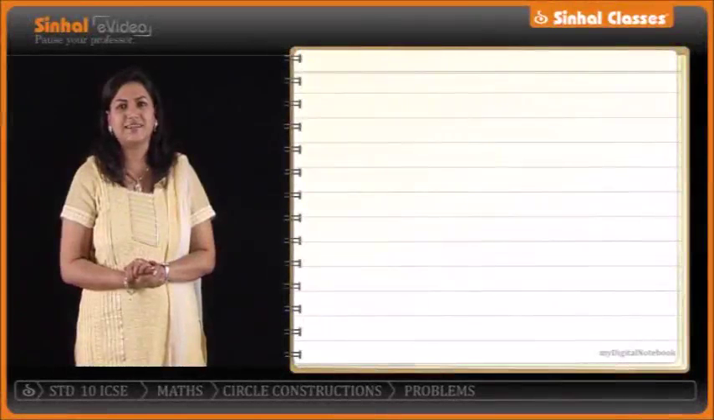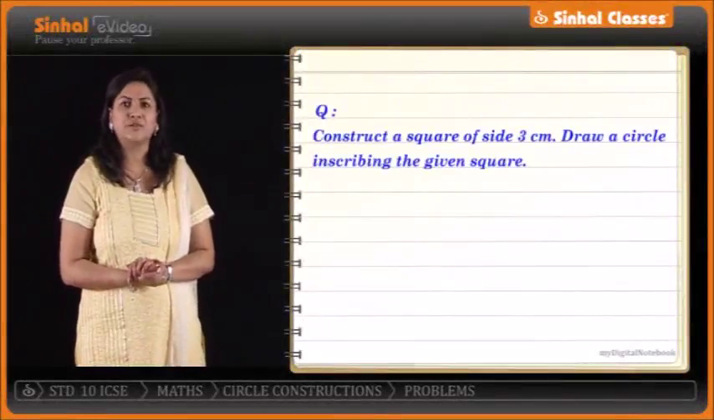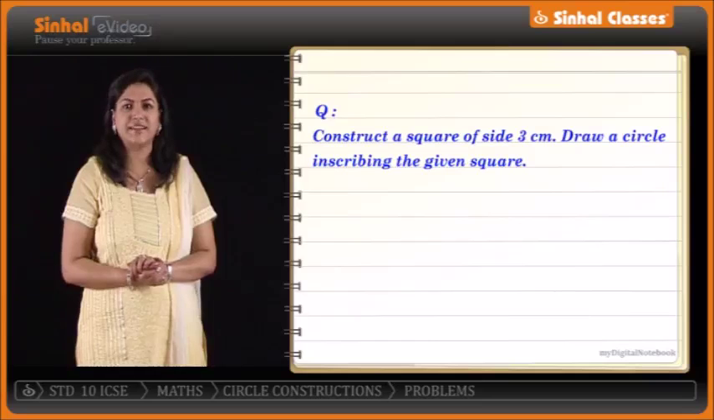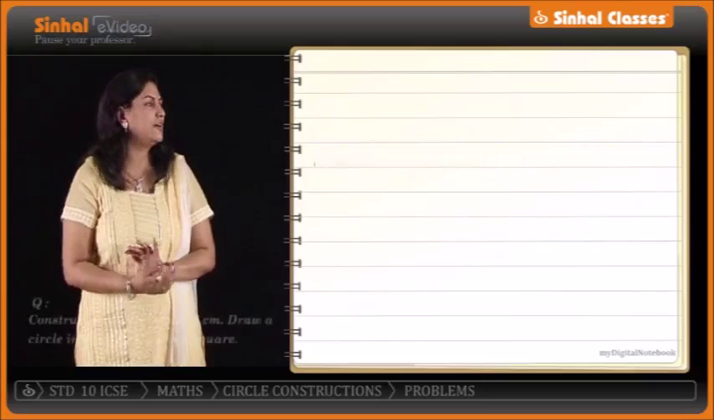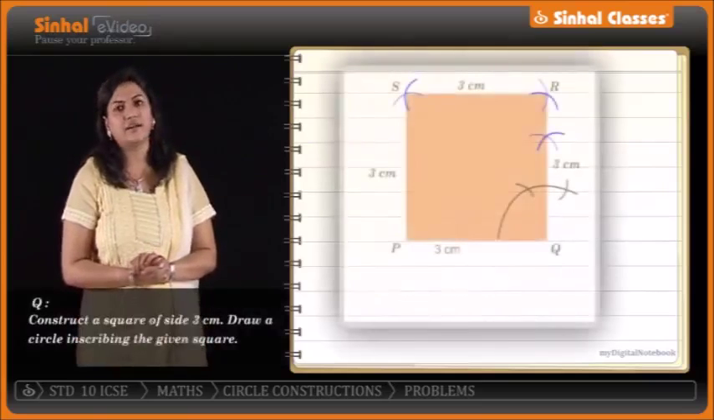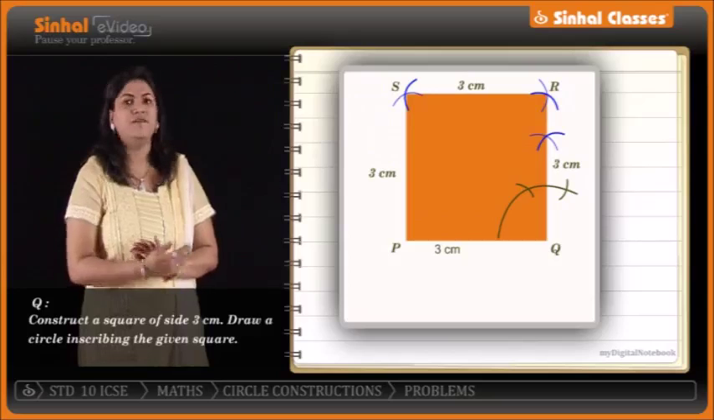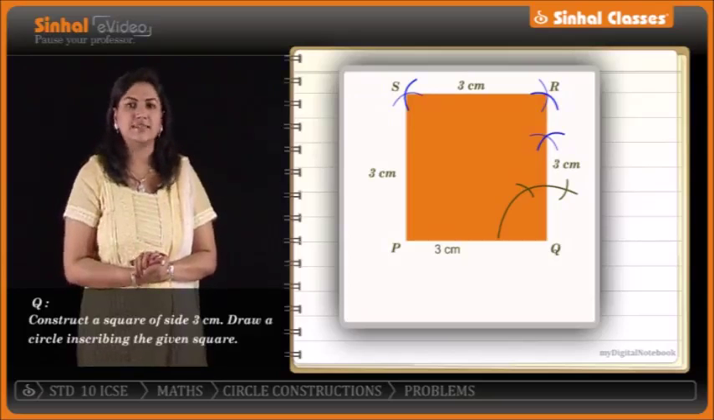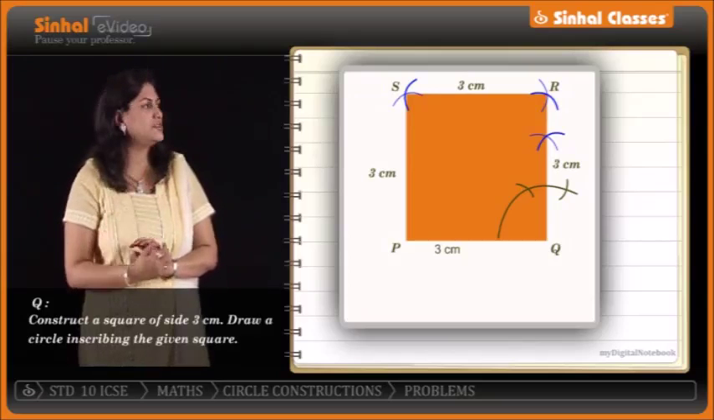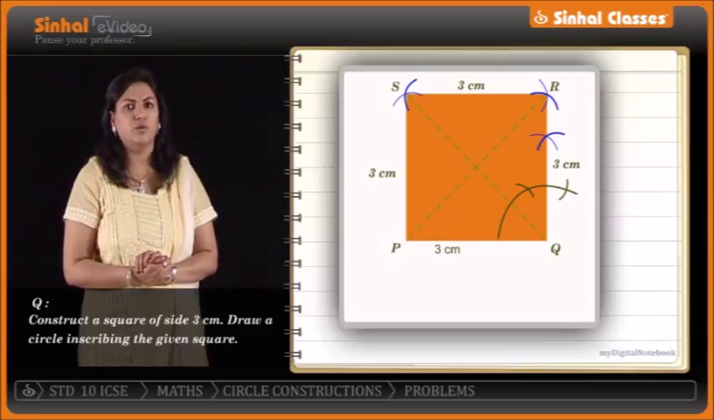Now let's look at our next problem. Construct a square of side 3 cm. Draw a circle inscribing the given square. So here, first we will construct a square PQRS of side 3 cm. Now we want to draw the inner circle for this square. So we will first draw the diagonals of the square. Let them intersect at the point O.